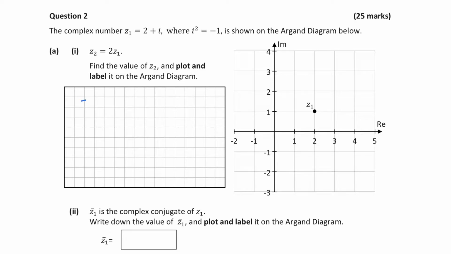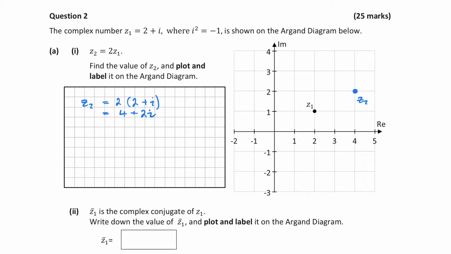So z2 will be equal to 2 times z1, and z1 was 2 plus i. Okay, so z2 will be equal to 2 times 2 is 4, 2 times i is 2i. So we can plot that there on the Argand diagram. Come across 4 and go up 2. So I can plot that there and I can label that z2.